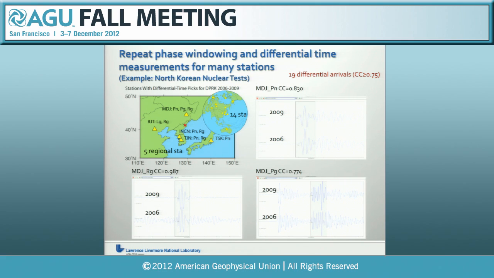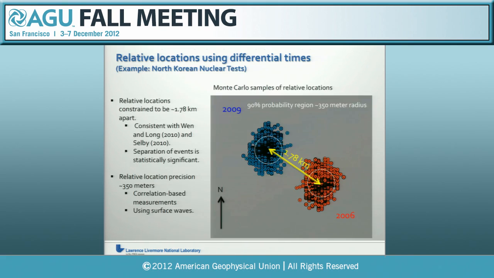Again, MDJ, PN, pretty high correlation coefficient. RG, again, you're up at 0.9, almost perfect correlation, and then PG. So what happens if we go ahead and do a relative relocation based on these differential time picks? We get a result that's very similar to some published studies.